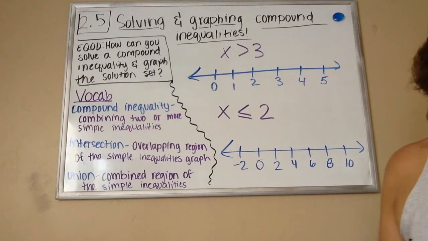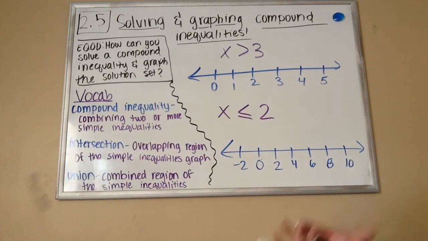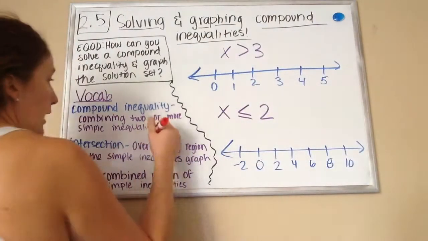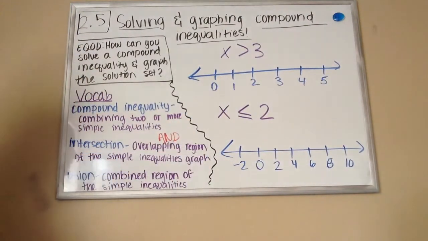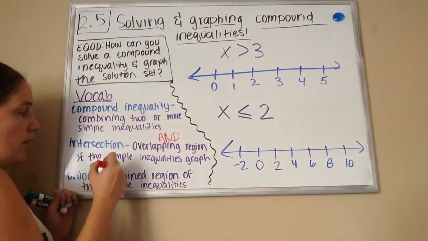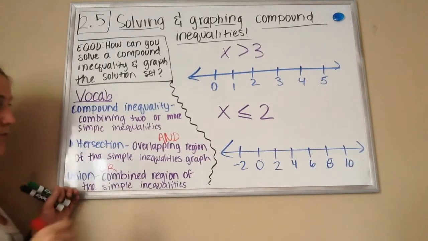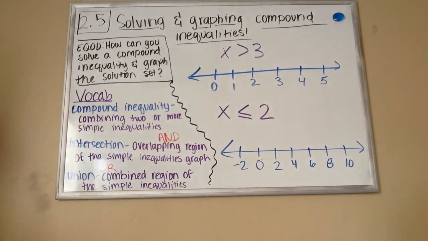Alright, and a couple vocab, just three of them. Compound inequality just means we got two or more simple inequalities put together. Okay, intersection means the overlapping region of the simple inequalities' graphs. And let me just say that the intersection is actually going to be our "and." We're going to talk about what "and" means later. And our union is the combined regions of the simple inequalities, which is going to be our "or," which we're going to talk about later.